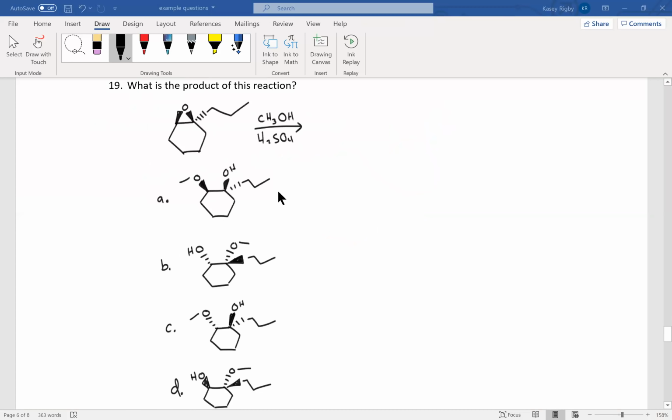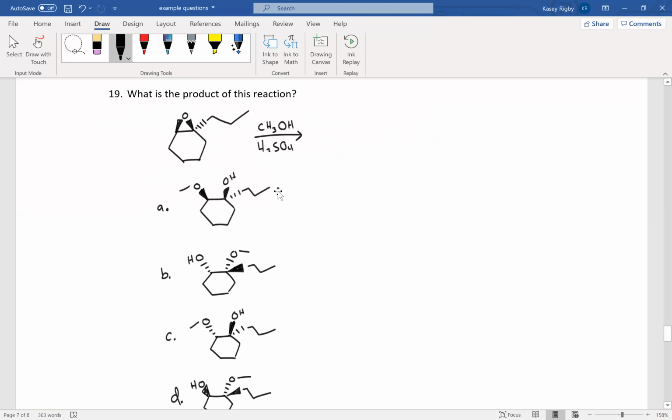Okay, so what is the product of this reaction? Notice here, we have an acid and a nucleophile. So what's going to happen here is we're going to do an acid catalyzed epoxide opening. Generally, when you have epoxides as your substrate, you're going to do some sort of opening.